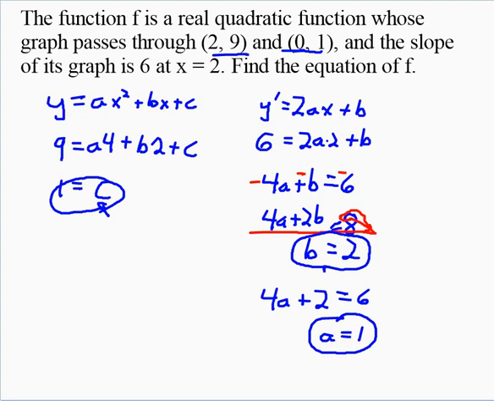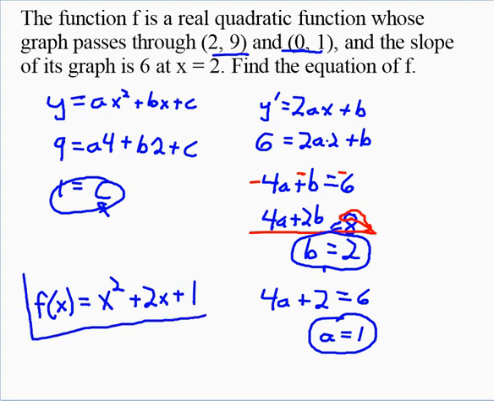And actually it says find the equation of f, so actually I put y equals, I should have put f of x equals. So really what they want us to do, which I shouldn't have circled those answers yet, they want f of x. So f of x, our function, had a was equal to 1, so we'll have 1x squared, or just x squared, plus bx, well b we found was 2, so plus 2x, plus c, which was equal to 1. And there is our quadratic function.